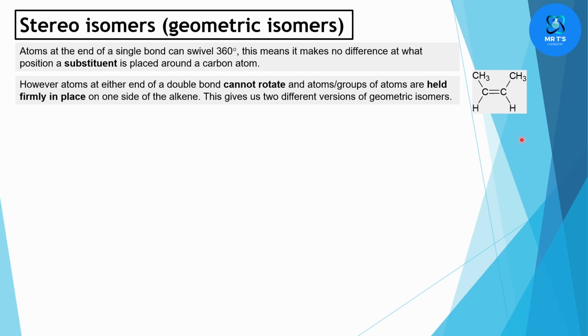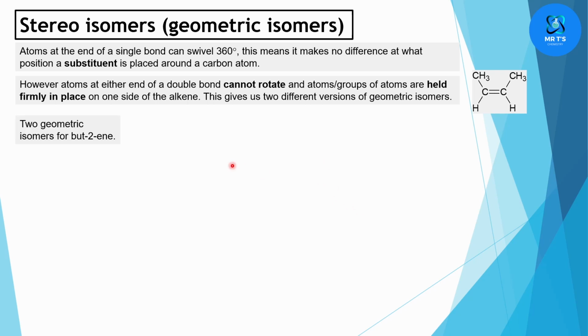Now what do we mean by that? Because these carbons have two bonds between them, the right hand side of this molecule and the left hand side of the molecule can't rotate relative to each other. So the CH3s are always going to be held at the top of the molecule, or on the same side of the double bond as each other.